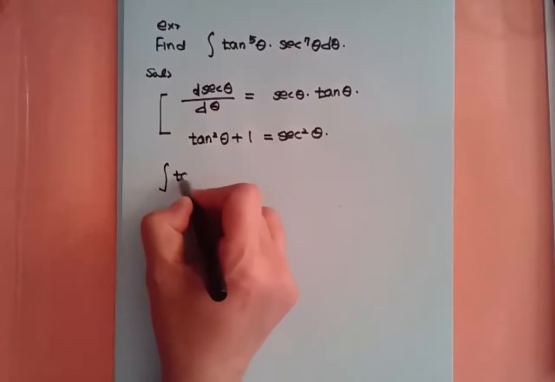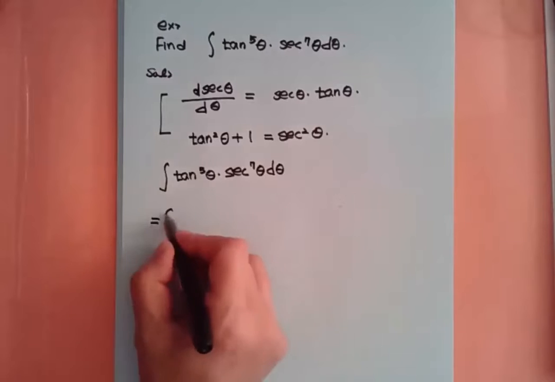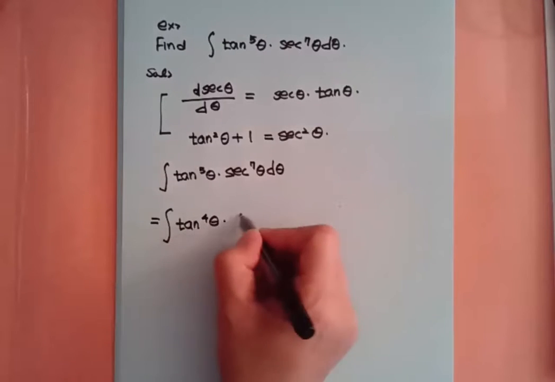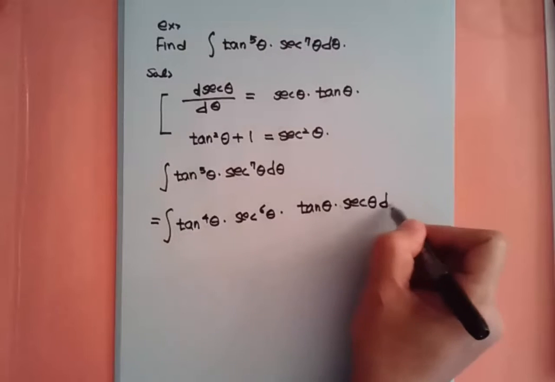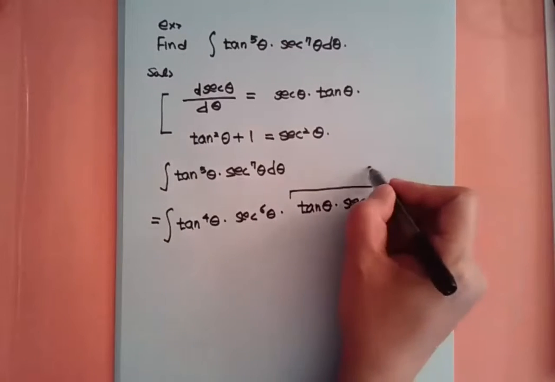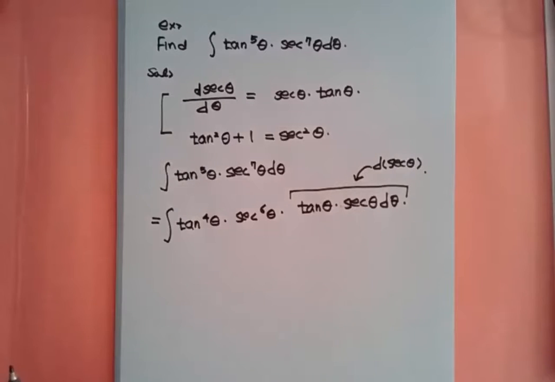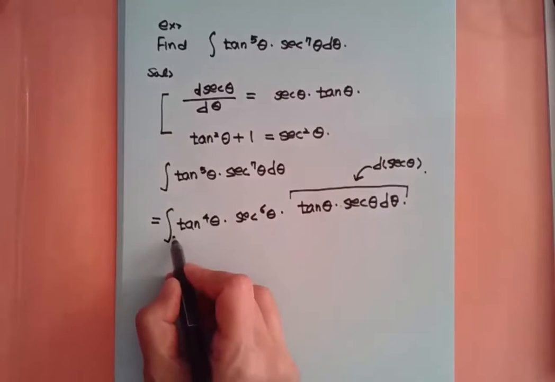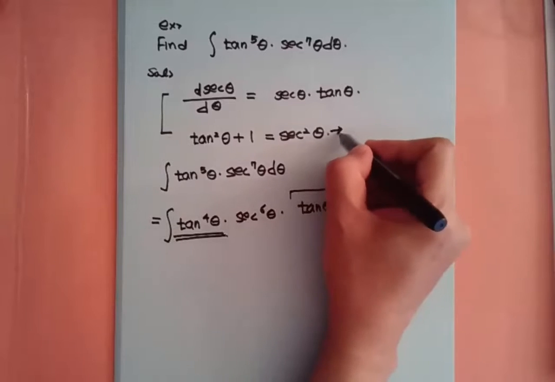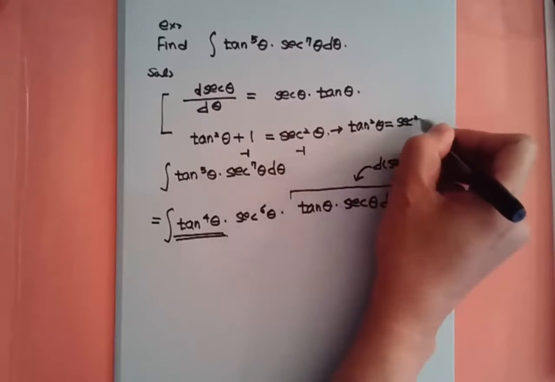Let's say tangent to the fifth power theta times secant to the seventh power theta d theta. Then that is tangent to the fourth power theta times secant to the sixth power theta times tangent of theta times secant of theta d theta, right? For this part, that is d secant of theta, right? So obviously we have to convert the equation into a secant related thing. So from here, we will fix the equation by subtracting 1 on both sides. Then tangent squared of theta equals secant squared of theta minus 1.